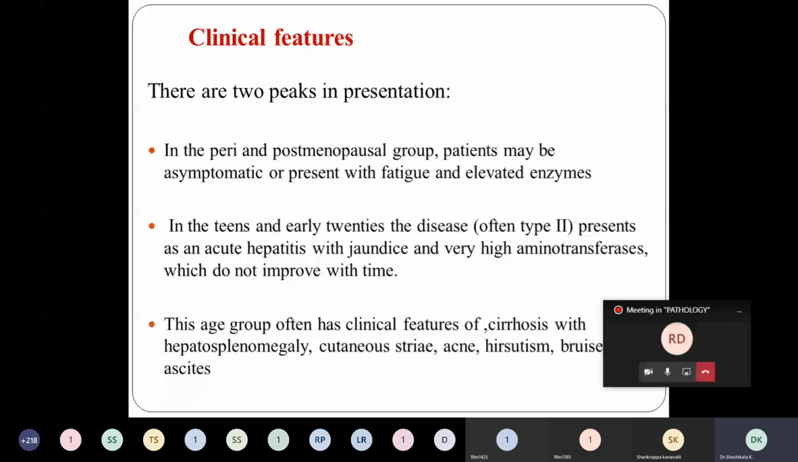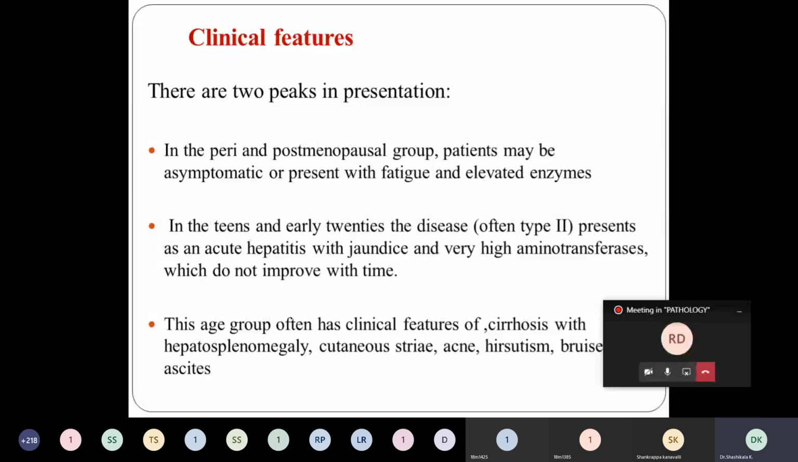So the clinical features here: this presents in 2 peaks. That is, in the peri- and postmenopausal group, patients may be asymptomatic or present with fatigue and elevated enzymes. In the teens and early 20s, the disease, that is type 2, presents with an acute hepatitis with jaundice and very high levels of aminotransferases.